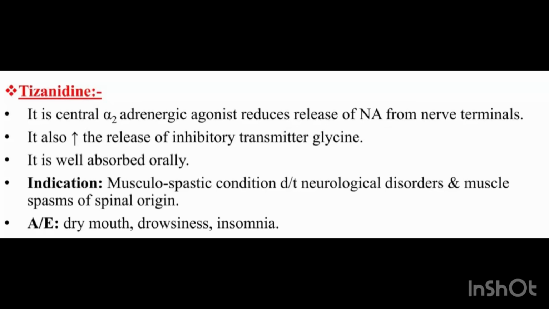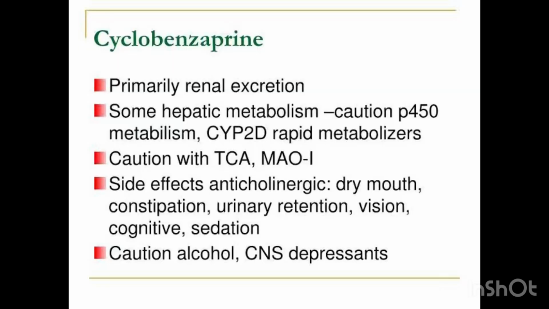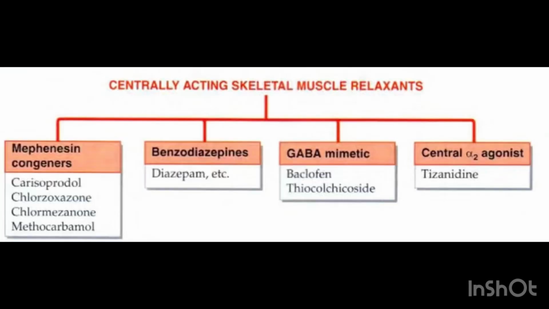Don't forget. Now, the last one is cyclobenzaprine. What does cyclobenzaprine do? It acts on the brainstem to reduce tonic motor activity. You have the GABA mimetics, you have the benzodiazepines, you have the central acting alpha 2 receptor agonist, and you have cyclobenzaprine. Are you getting that? I can also say you have carisoprodol and methocarbamol.